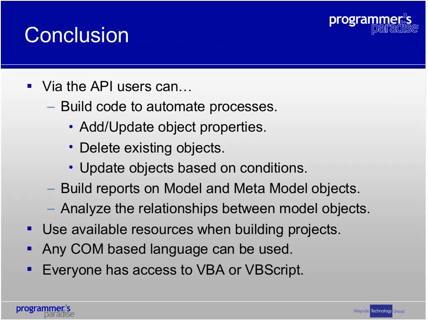Use your available resources when you're building your projects. The API is a COM-based language. People have built Java wrapper classes to use this, but by default, definitely the easiest method is to use any kind of COM-based language. And everyone has access to VBA or VBScript also. If you just want to write some VBScript embedded into an HTML file, that will work as well. So those are a very easy starting point. You don't need to break out a large development suite to start playing with the ERwin API.